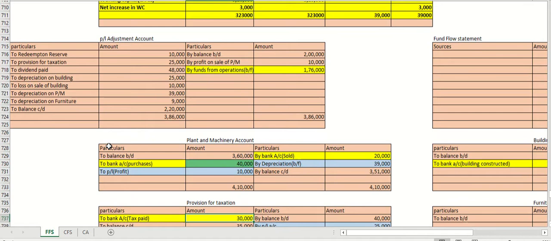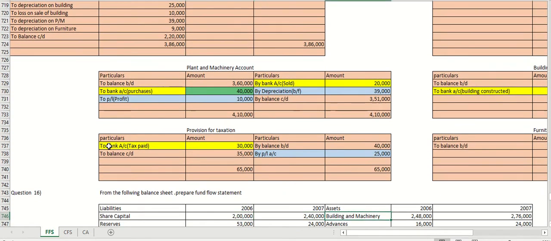Now moving on to the different accounts that we have. First up, we have the plant and machinery account. So in plant and machinery account, you have the balancing figures, to balance brought down and by balance carried down, which is 3,60,000 and 3,51,000. Since it is an asset account, you will have a debit balance, which is to balance brought down.